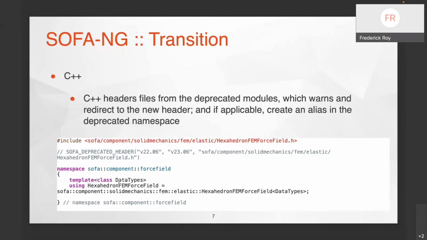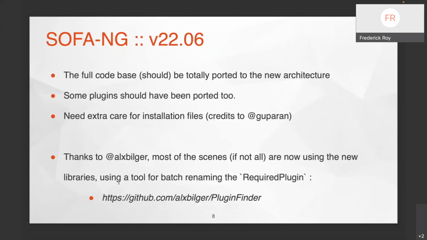This usually works well, but sometimes, for example for SOFA CUDA, I was obliged to directly use the new path and new namespaces. For the 2006 release, or maybe 07, I don't know, but let's say 06, a lot of PRs have been done to integrate all the SOFA NG modifications. I've done one PR to port the whole SOFA code base to SOFA NG itself.